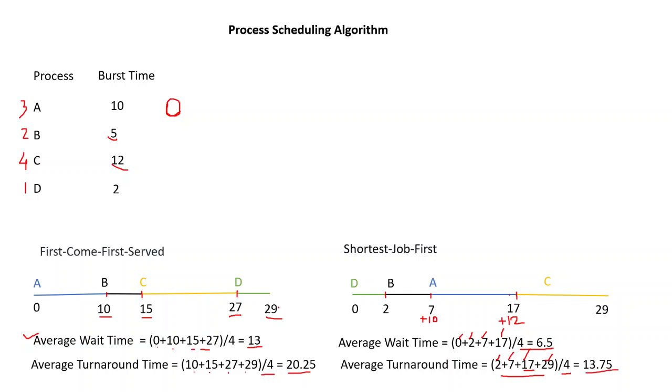So clearly, shortest job first is a winner in terms of both average wait time and average turnaround time. It's much better than first come first served, but still we use first come first served. Why? Because the biggest advantage is no starvation.